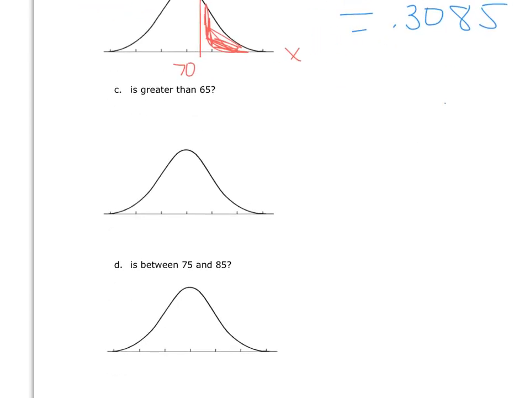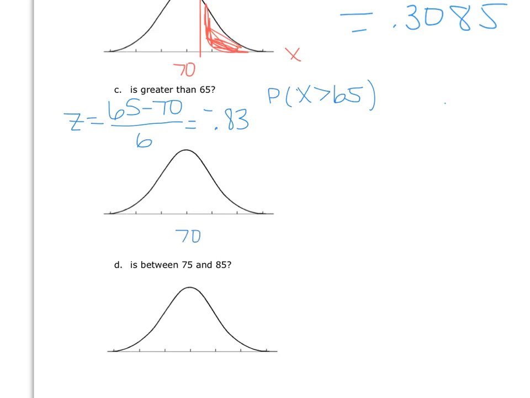Okay, let's look at the probability that x is greater than 65. So finding the z-score: 65 minus 70 over 6, that'll be a negative 0.83. On the density curve, that just tells us 65 is going to be about right there. So the probability that we're looking for is the area shaded to the left of 65.